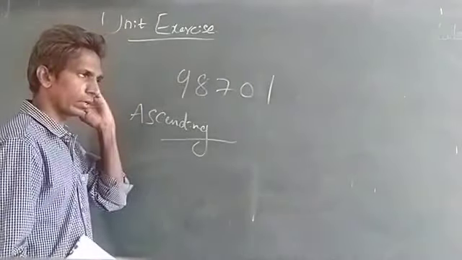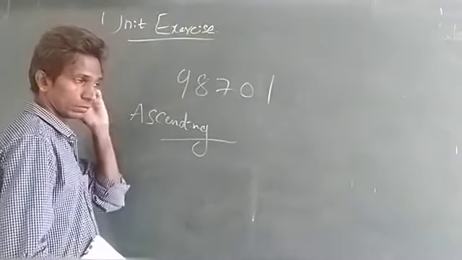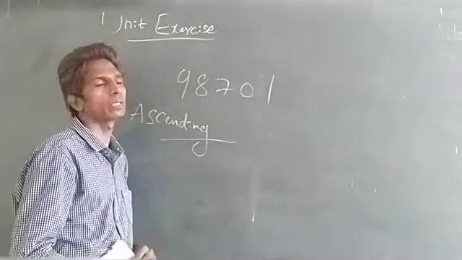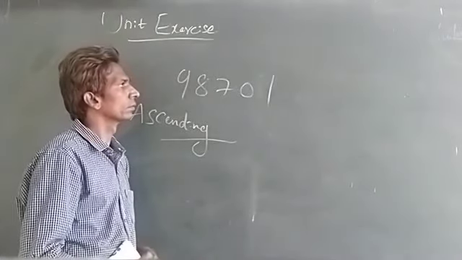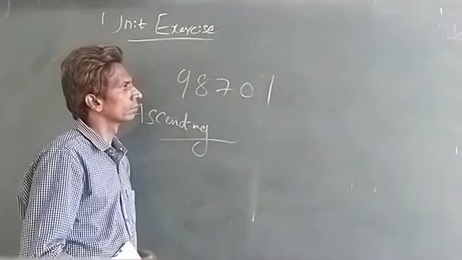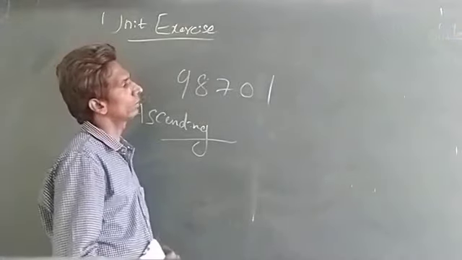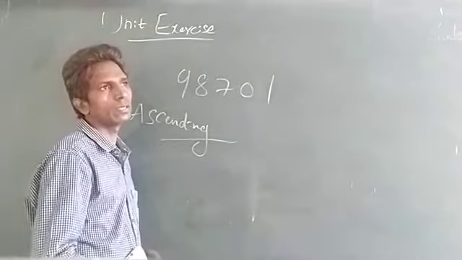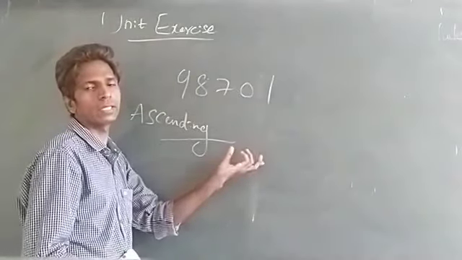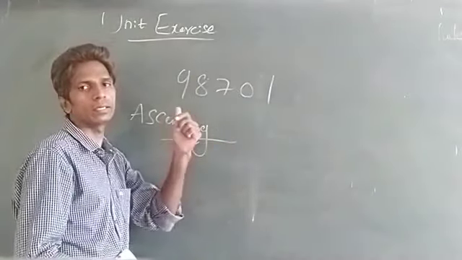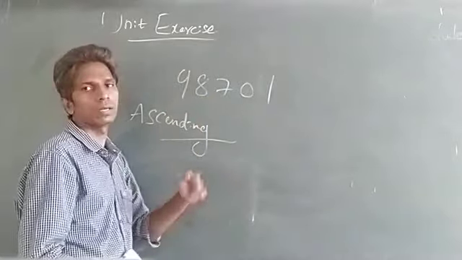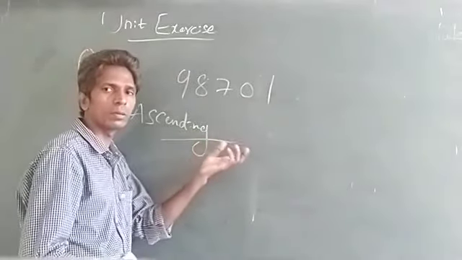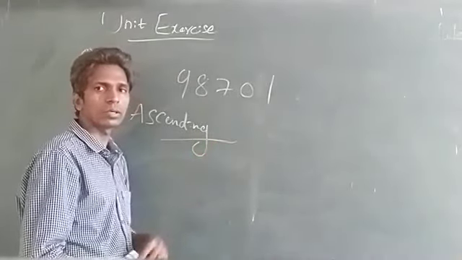Ascending order means small to big value. Descending order means big to small value. Ascending order, that is small to big. So you want to write the small numbers first, and in the last the big numbers.